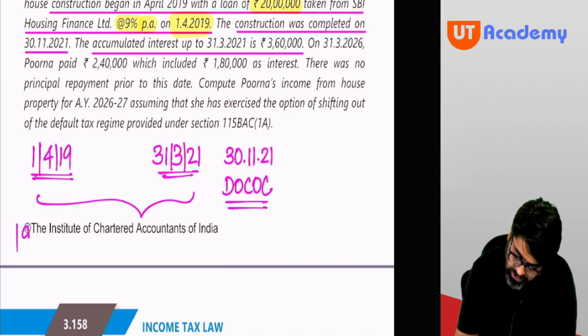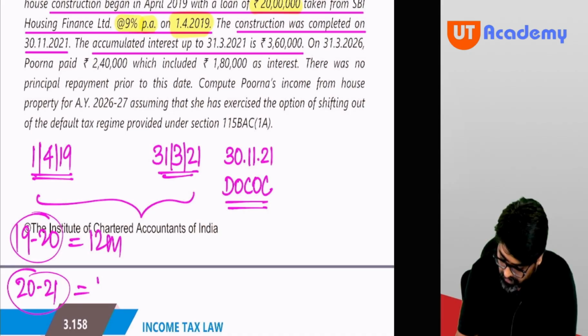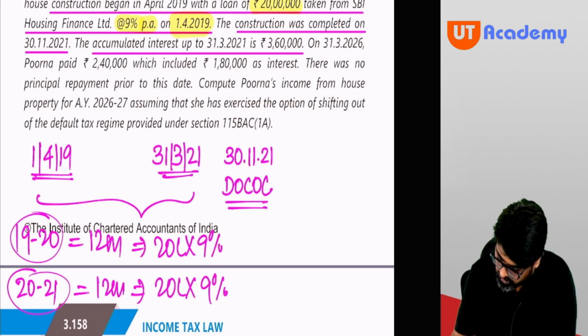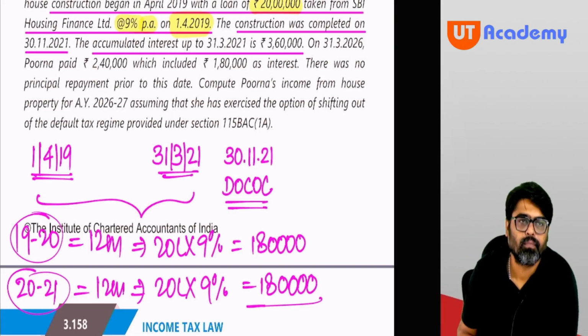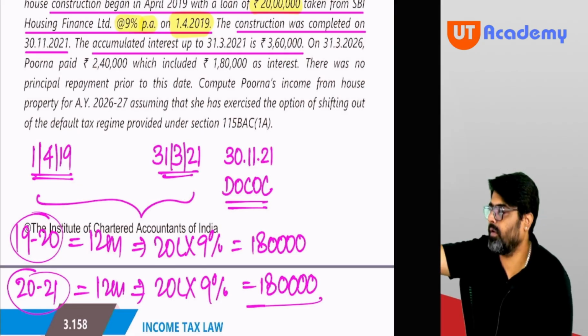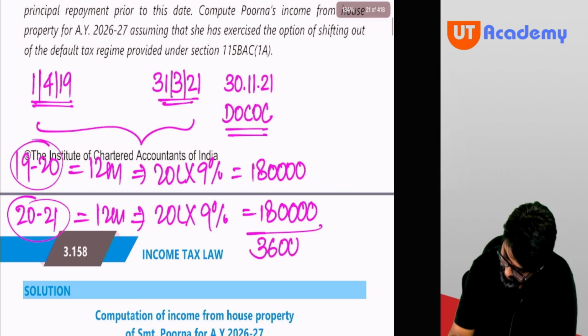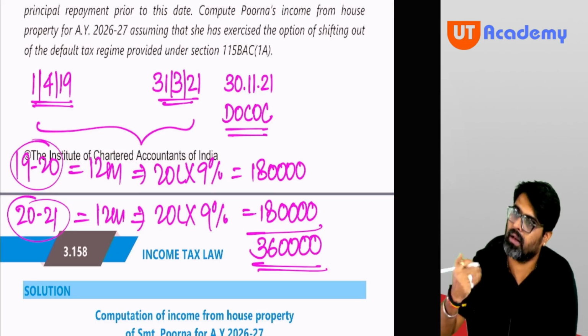For the year 19-20, for the year 20-21, for this period 12 months interest, this period 12 months interest on what? 20 lakhs. 20 lakhs into 9%, and 20 lakhs into 9%. This is 1,80,000. This is also 1,80,000. 1,80,000 plus 1,80,000. They have calculated and given it to you. Getting my point? But if they would not have given, we would have computed in the same manner. Yes or no? So now tell me, is this 3,60,000 your normal interest or pre-construction interest? Will it be allowed? Yes, it will be allowed.